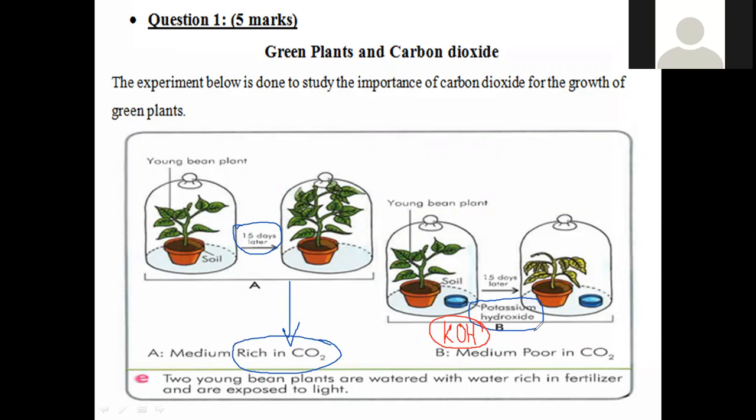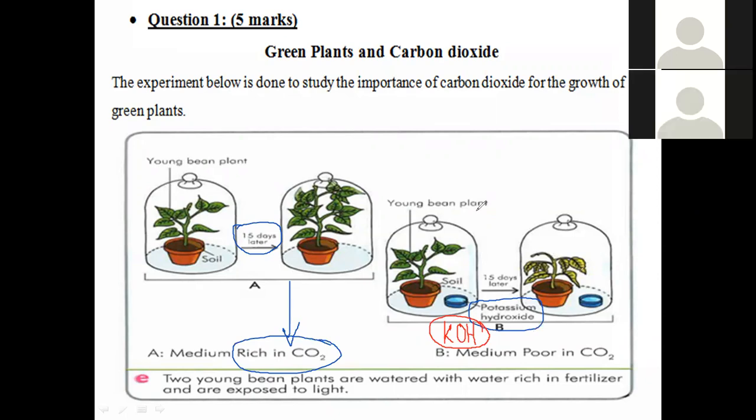If I ask you, what is the role of potassium hydroxide? What does it do? To absorb the CO2. To absorb the CO2, and not to eat CO2 like someone wrote. Someone wrote that the importance of potassium hydroxide is to absorb or to eat CO2. It's not correct. It's to absorb CO2, not to eat. It's not eating, it's absorbing CO2.